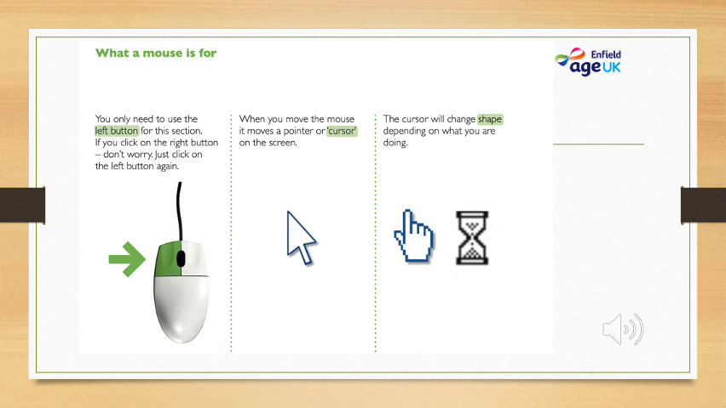When you move the mouse, it moves a pointer or cursor on the screen. This cursor will change shape depending on what you're doing. In case of the trackpad, the movement of your finger will move the cursor, and tapping on the trackpad is the same as clicking on a mouse.